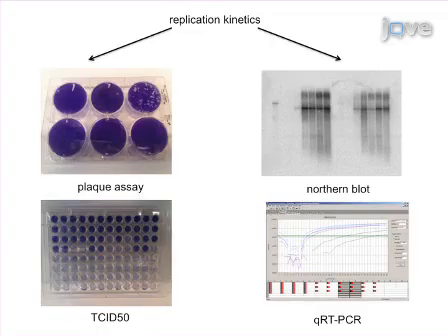Since fidelity-altering mutations map to the polymerase, it is important to confirm that replication kinetics are not significantly altered before determining mutation frequencies. Examine replication by at least 2 complementary approaches. For example, an approach that examines virus production, such as plaque assay or TCID50, may be performed in addition to an approach that examines RNA synthesis, such as quantitative RT-PCR or northern blot.